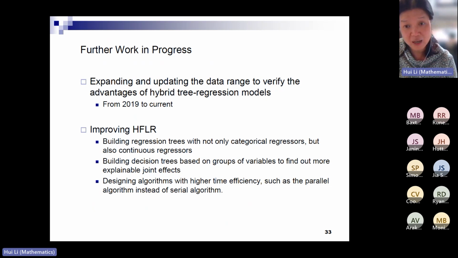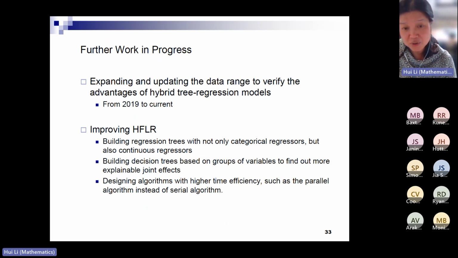So currently we're expanding and updating the data range to verify the advantage of using hybrid tree regression models and hybrid forest models. And inspired by the results of this project, we also applied a hybrid tree model and hybrid forest model to some environmental economics data, for example, the willingness to pay in surveys. It also produced similar results, that a hybrid forest model stands out with higher prediction power. So that motivated us to move further.